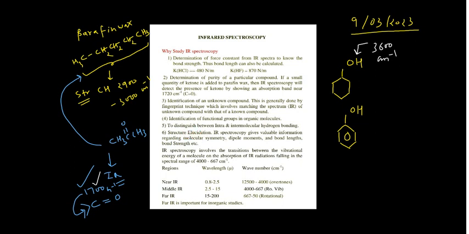So this is another very, very important point, because IR spectroscopy gives valuable information regarding the molecular symmetry, dipole moments, and the bond lengths, bond strength, as I explained in point 1. If your molecule is perfectly symmetric, then it would not be IR active, and you can very easily find the symmetry. Please remember, perfectly symmetrical molecules also give very few peaks in the NMR.